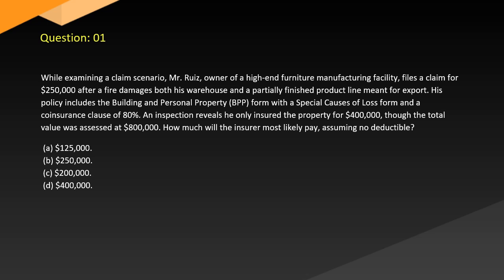Question 1. While examining a claim scenario, Ista Ruiz, owner of a high-end furniture manufacturing facility, files a claim for $250,000 after a fire damages both his warehouse and a partially finished product line meant for export. His policy includes the building and personal property BPP form with a special causes of loss form and a coinsurance clause of 80%. An inspection reveals he only insured the property for $400,000, though the total value was assessed at $800,000. How much will the insurer most likely pay, assuming no deductible?